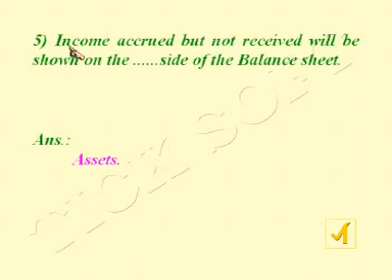Then fifth one, income accrued but not received will be shown on the dash side of the balance sheet. Answer is asset side of the balance sheet. That means income is ready to receive, but we have yet to receive that particular income, that is the asset. So this comes in two places. One is profit and loss account credit side as an income, but at the same time, income accrued but not received, this is the accumulated income. This is an asset. So balance sheet asset side.